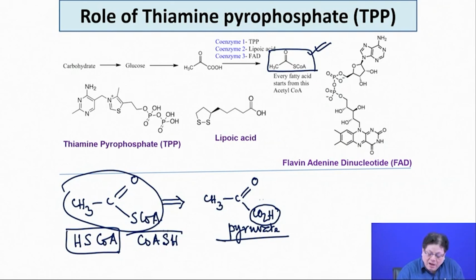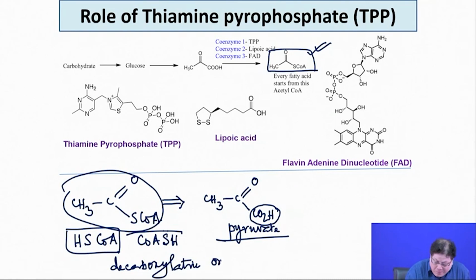So, it is a decarboxylation. However, decarboxylation should lead to the aldehyde stage, but it is not in the aldehyde stage. This carbon is in the acid stage. So, it has to be further oxidized. So, it is a decarboxylative oxidative process. And this reaction actually needs various coenzymes, not just thiamine pyrophosphate. It is quite a complicated reaction, although mechanistically it is very simple organic chemistry, but 3 different coenzymes are involved in the process.